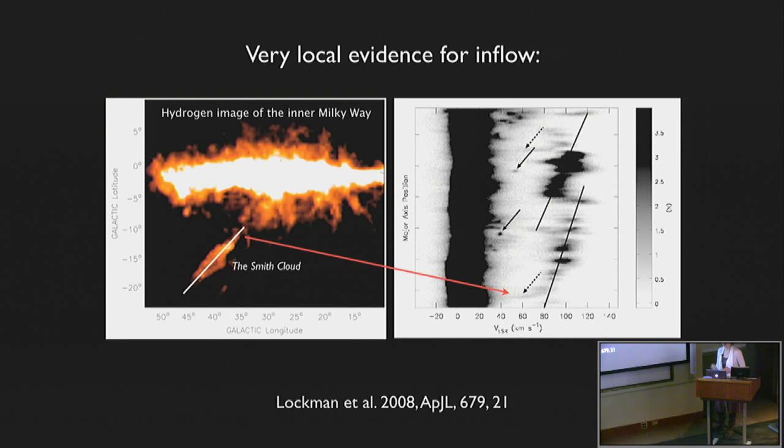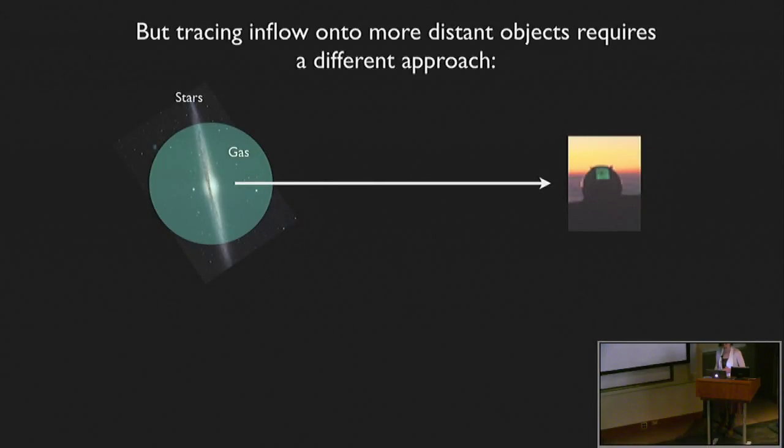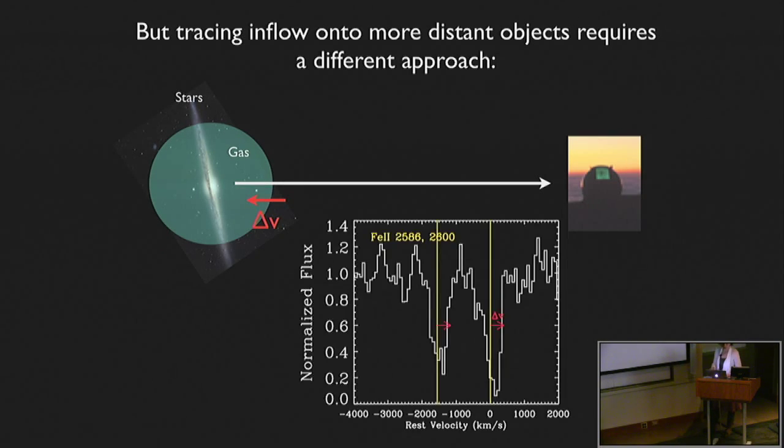But of course, we can't image the halos of more distant galaxies in 21-centimeter emission. The gas around them is just way too faint. And so to study gas kinematics for more distant galaxies, we need to take a different approach. That approach is normally to just take a spectrum of the galaxy, and any gas along the line of sight which, say, is traveling into the galaxy is going to give rise to redshifted absorption.